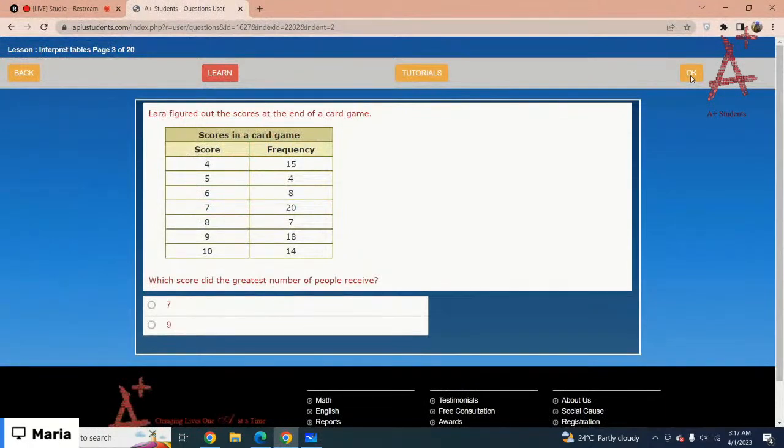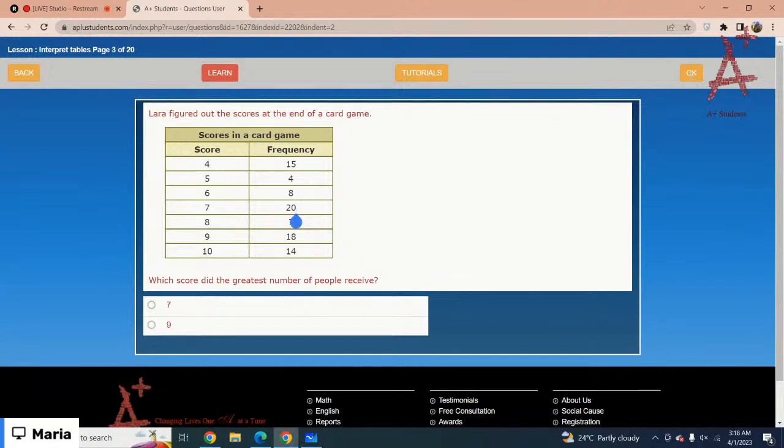Okay, the next one is Lara figured out the scores at the end of a card game. So here is the table, scores in a card game. You are given score and frequency. Which score did the greatest number of people receive? The greatest number of people is 20. Got it? You can see the frequency column. The greatest value is 20.